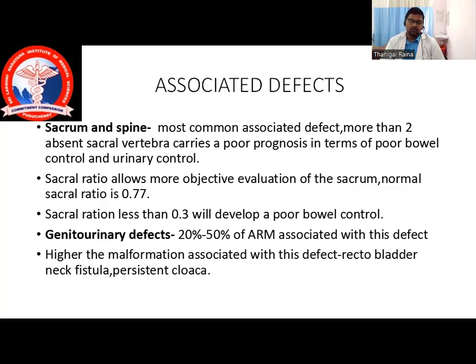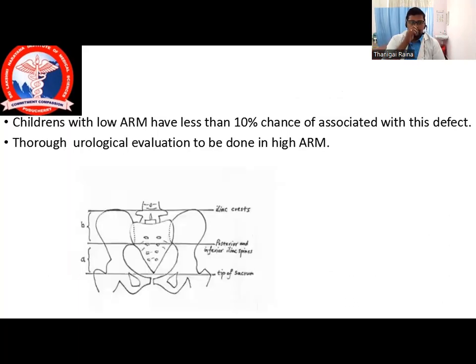So coming to genitourinary defect, 20 to 50% of ARM is associated with this defect. Higher the malformation, the more associated defect, such as rectobladder neck and persistent cloaca. So children with low ARM have less than 10% associated defect. Thorough urological evaluation is to be done in high ARM.